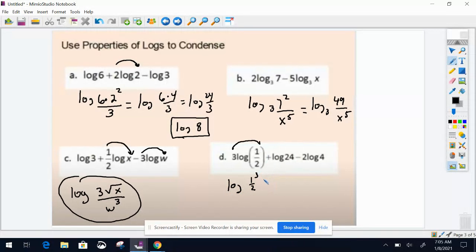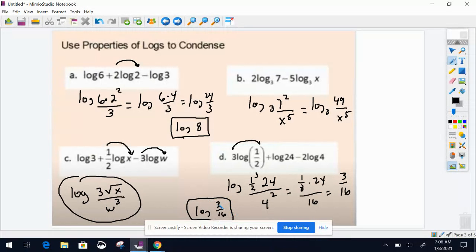Plus means to multiply, so plus 24, minus, which is a division sign, over 4 to the 2nd power. Again, because these are all numbers now, I can go ahead and simplify this. 1 over 2 to the 3rd power is 1 over 8 times 24 over 16, which is 3 over 16. So this answer would be log of 3 over 16.